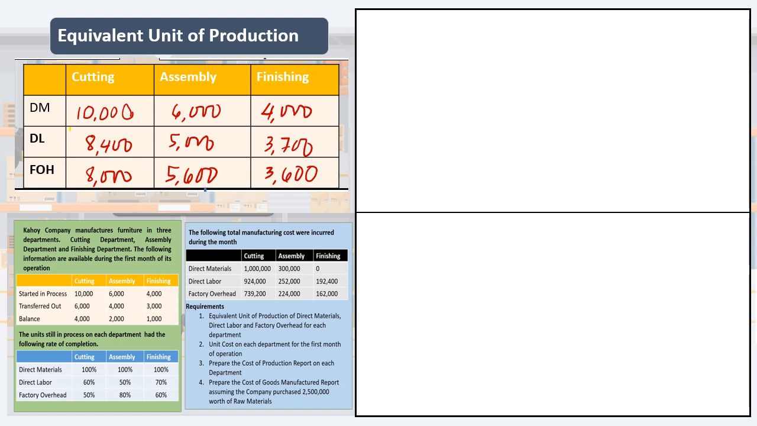To compute the unit cost, all we need to do is lay out the manufacturing cost on each department. So, we will go through each department one by one so that we won't get confused. Let's start with the cutting department, which is the first department. So, let's write here cutting. Our goal is to compute the unit cost on the cutting department. Basically, we just accumulate the unit cost of direct materials, direct labor, and the factory overhead.